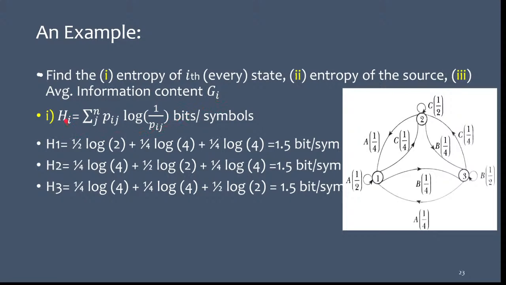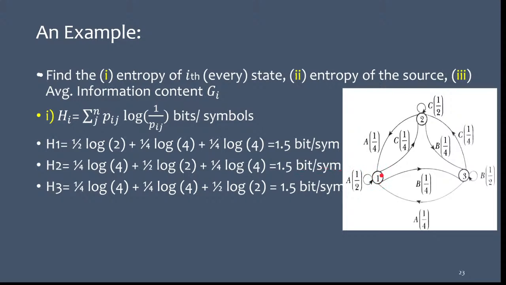Now here, Hi, that is the entropy of the state, is equal to transition probability times log of 1 by transition probability. So if you know these transition probabilities, or if the figure is given, then you need to identify from the figure what are these values. For example, H1 is the entropy of state number 1. Here, you just need to look at this part.